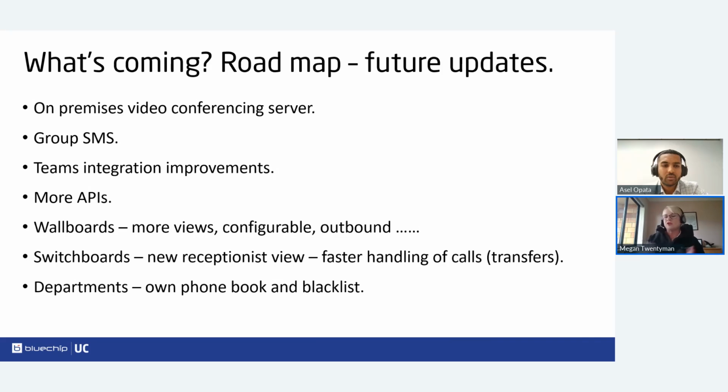So what's coming in future updates? I don't have an update version of when this is coming, but they will have an on-premise version of their 3CX meeting for video conferencing for added security. Group SMS will be coming. They're going to rework that Teams integration with the latest Teams API from Microsoft. More APIs will be made available to partners. Wallboards, more views, configurable, an outbound wallboard. Apparently they're going to use Grafana to help with that as well. So really excited and looking forward to seeing that coming through.